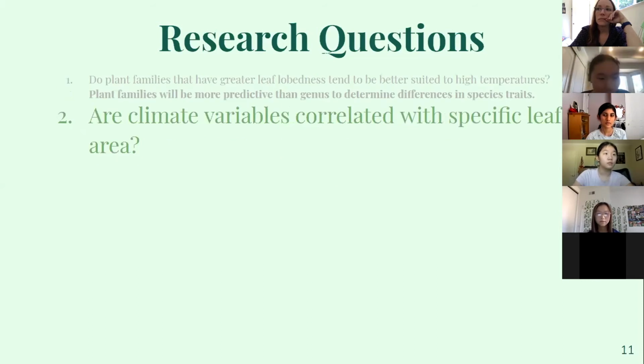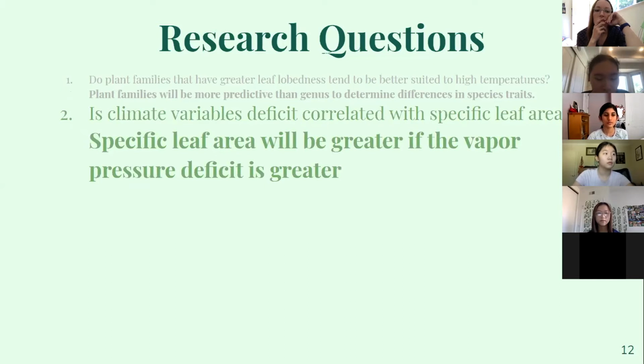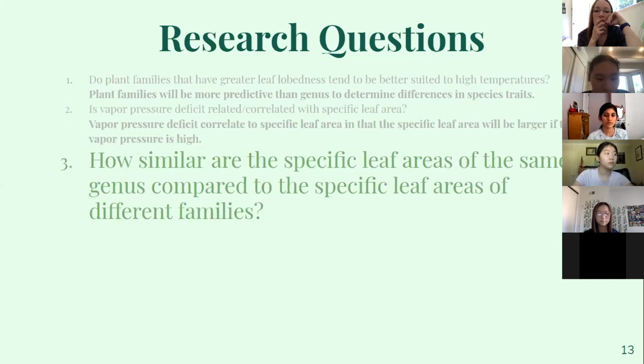My research question is, are climate variables correlated with the specific leaf area? And my hypothesis is specific leaf area will be greater if the vapor pressure deficit is greater.